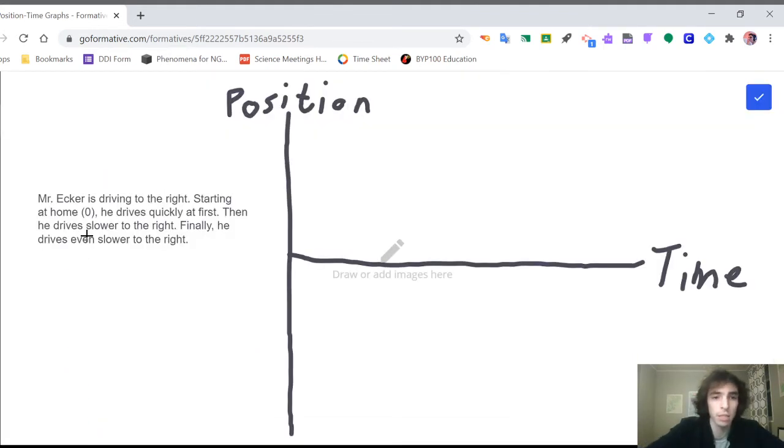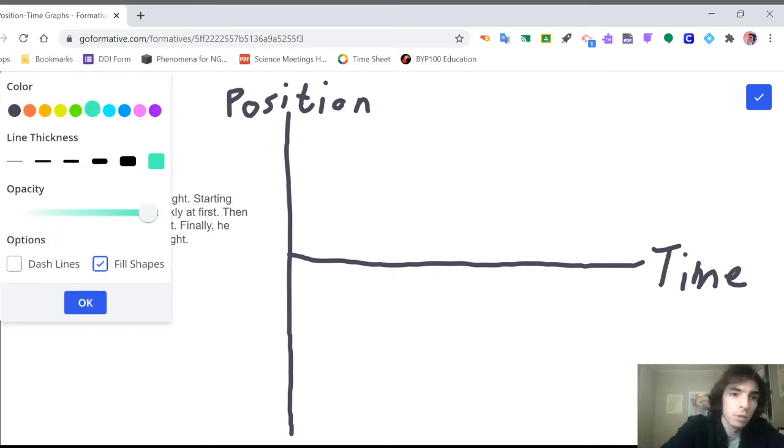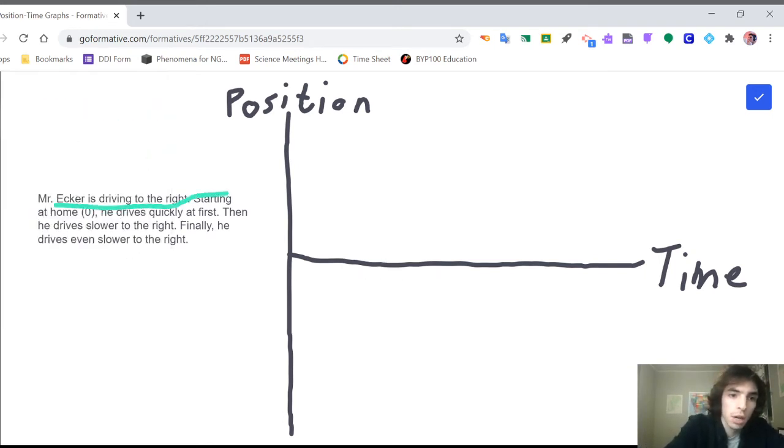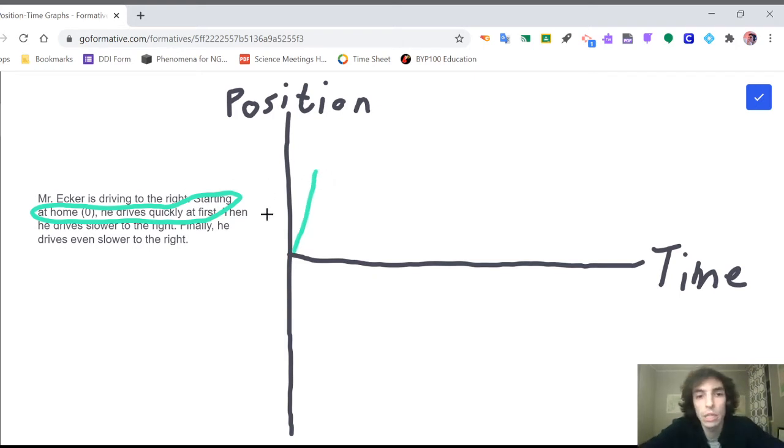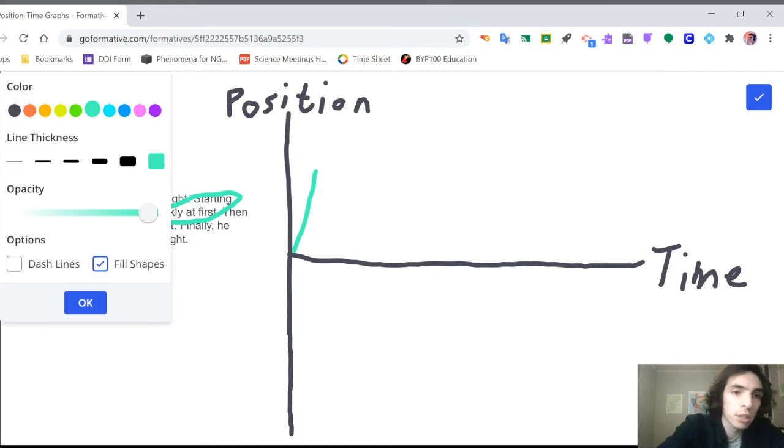So now let's look at this example. I'm still driving to the right, but now I'm driving quickly at first. So I'm going to draw myself moving very quickly to the right. So a really steep line showing that I'm moving really fast, and then upwards because I'm moving to the right. That's a positive direction. So if we're looking at our position, a positive y value there, or in the direction of positive y values. Then I drive slower to the right.